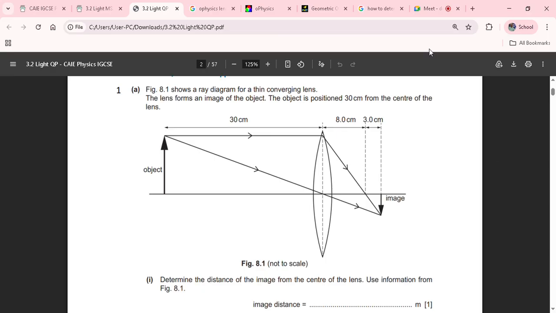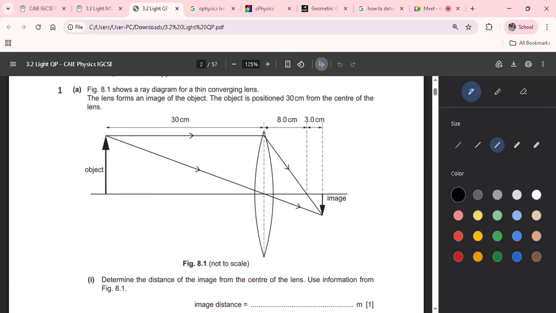This figure 8.1 shows a ray diagram for a converging lens. The lens forms an image of the object. The object is positioned 30 cm from the center of the lens. Determine the distance of the image from the center of the lens. Use information from the diagram.